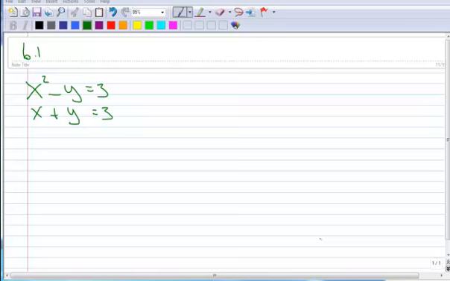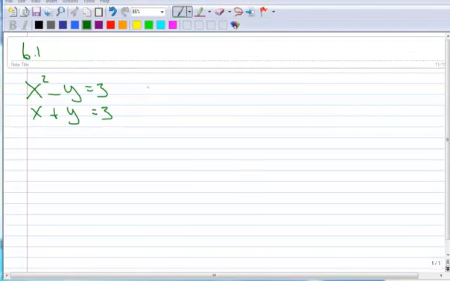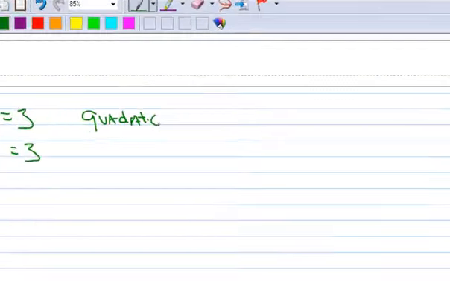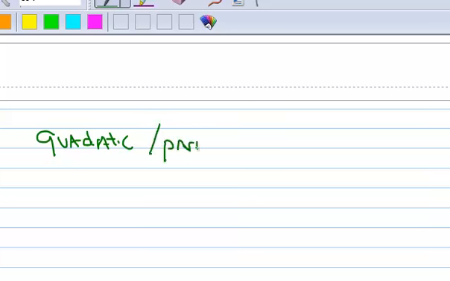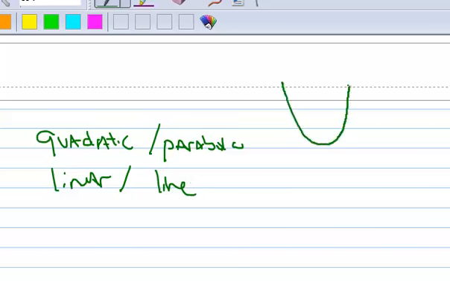Alright, here's an example that we're going to solve with a system. And before we dive into the algebra, let's just take a look at the first equation. So there's an x squared and a y, so therefore I know that this is a quadratic equation, so it looks like a parabola when you graph it. And this other one is a line, so it's linear, and then of course when you graph it, it's a line.